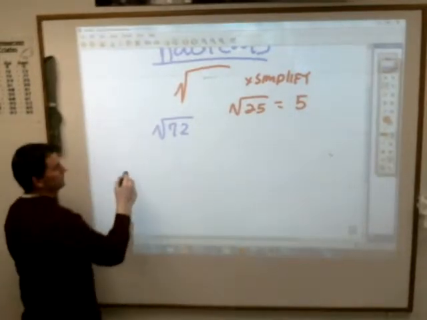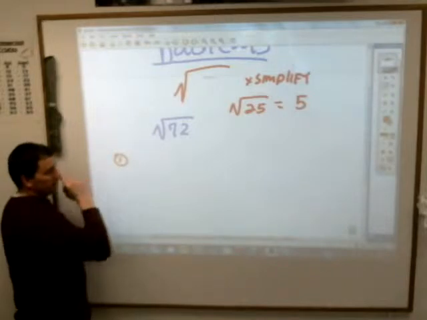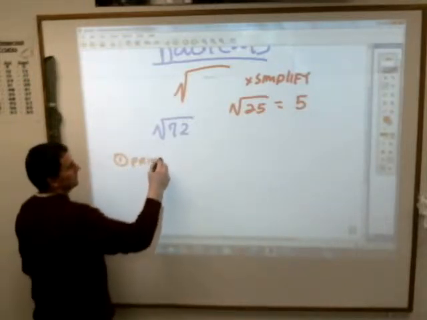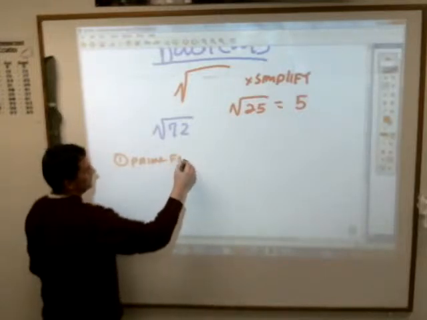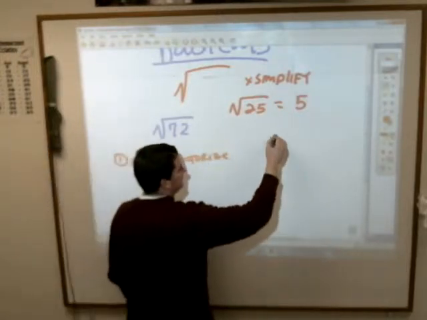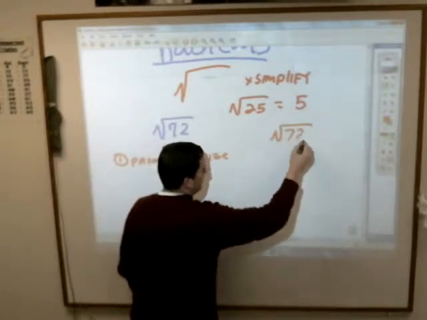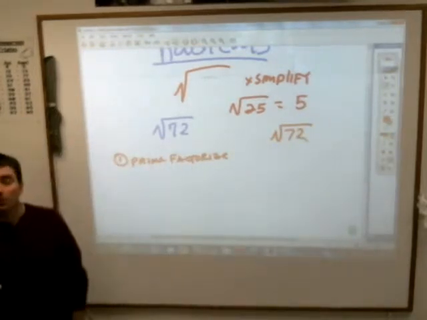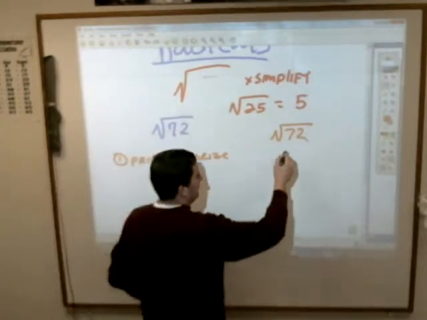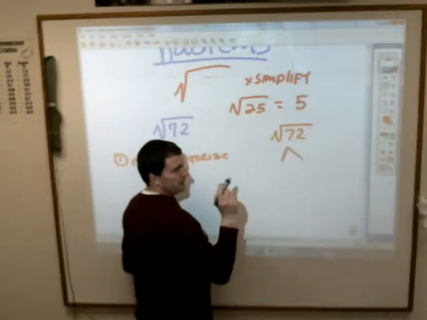The first thing you need to do, like we've been doing a lot, is prime factorize. What does the square root of 72 break down into? Please don't cut corners here, because this is where I see a lot of people get into trouble. When you break this down, what times what gives you 72?